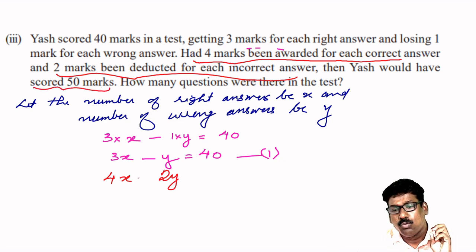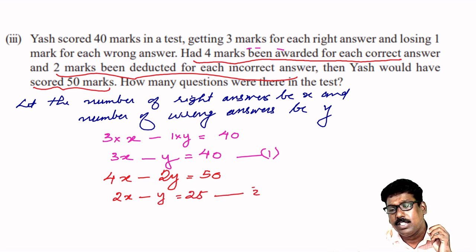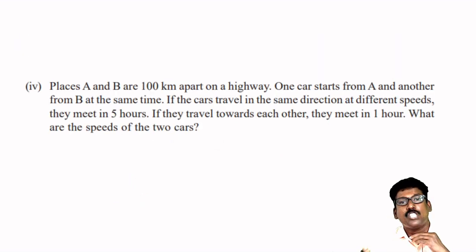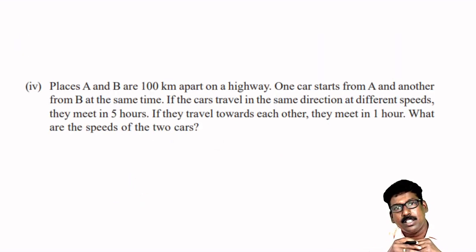That means 4x minus 2y is equal to 50. You can divide throughout by 2, so you get 2x minus y is equal to 25. Take this as equation 2. Now by the cross multiplication method you can solve these two equations. You will get the values of x and y. You add them, then you will get the number of questions. This question we already discussed. So let us look at the next question.